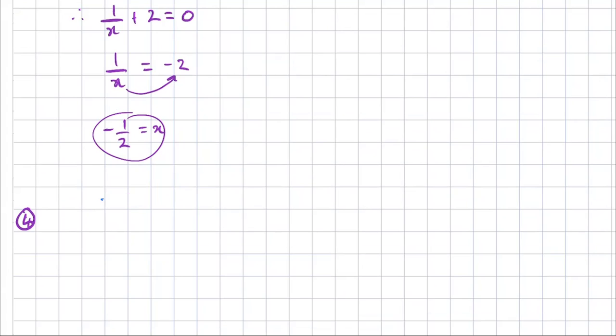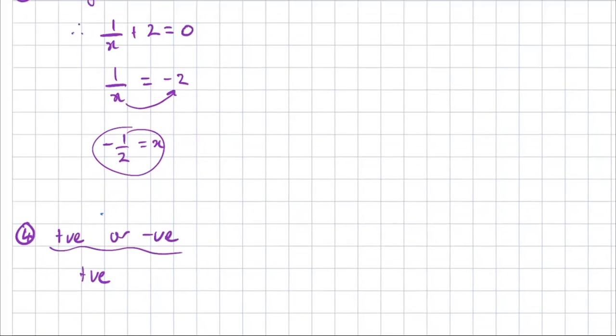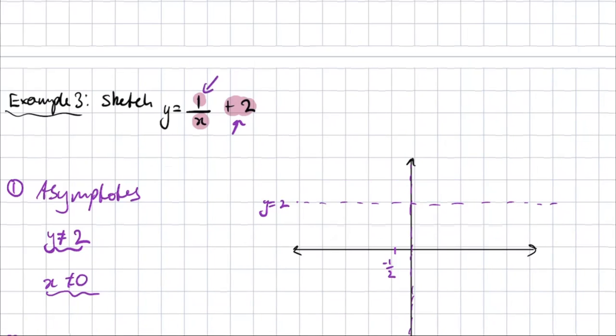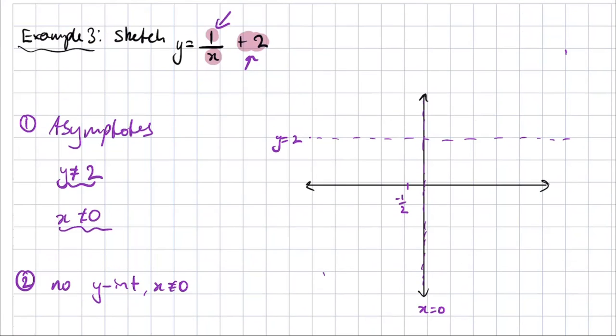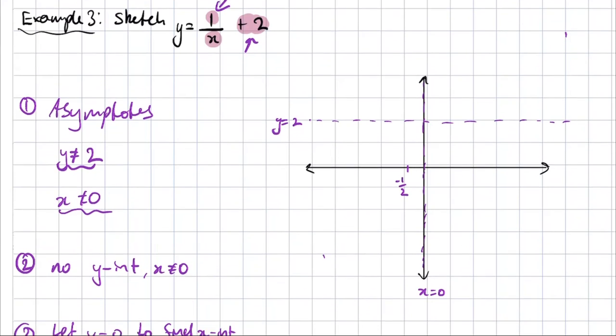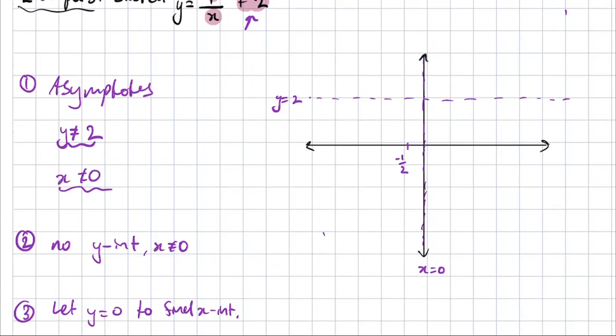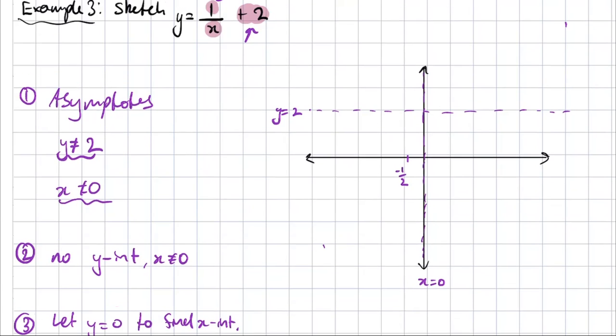Now, step 4, we're going to check whether it's positive or negative, because that determines what quadrants it's in, and we know that it's positive because the number on top right here is positive. So we know that it's going to be in this quadrant, and it's going to be in this quadrant down here, around our asymptotes. Let's have a look and deep dive into this. Now that we've done all of those steps, we're able to sketch.